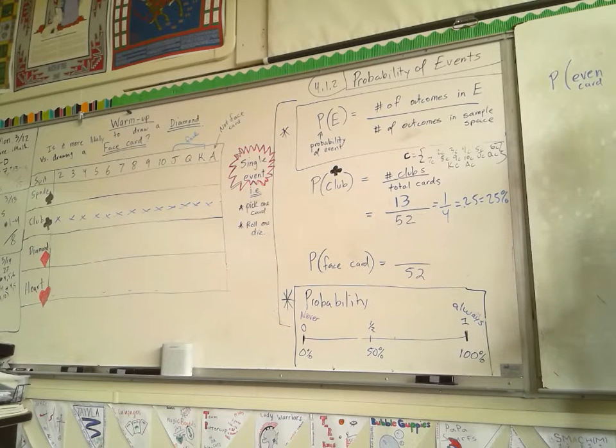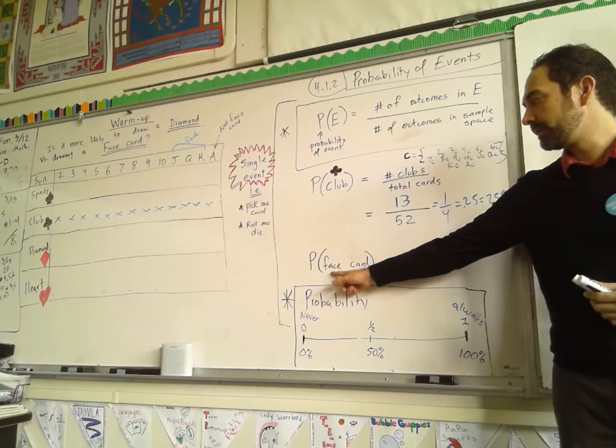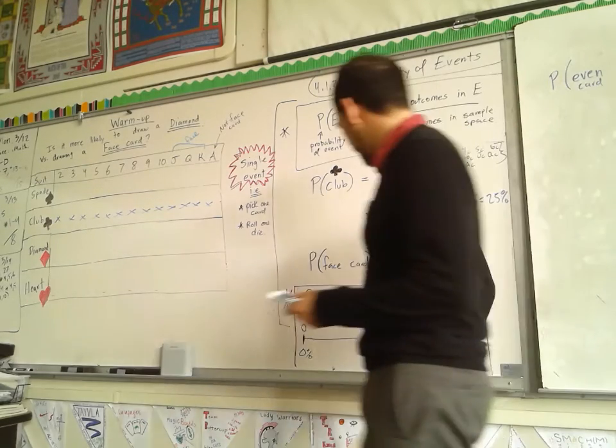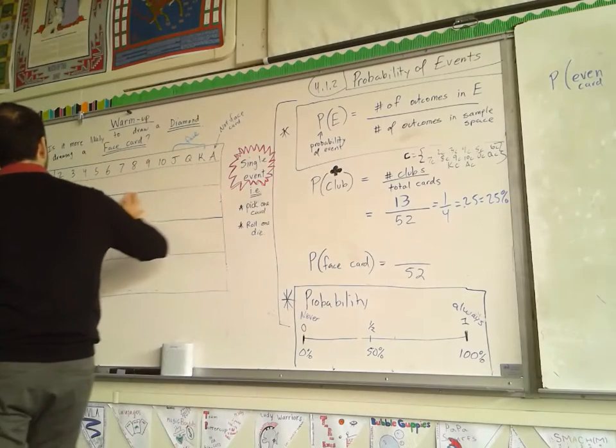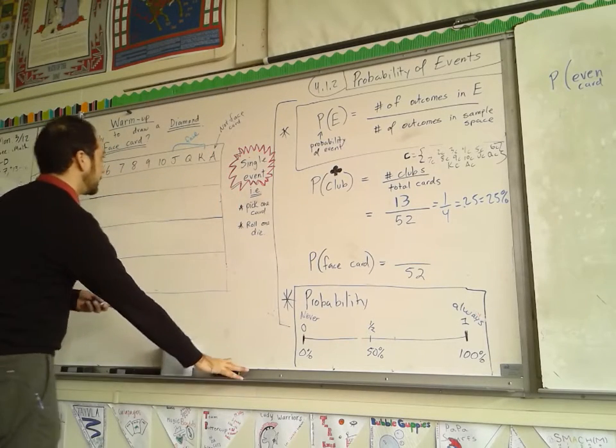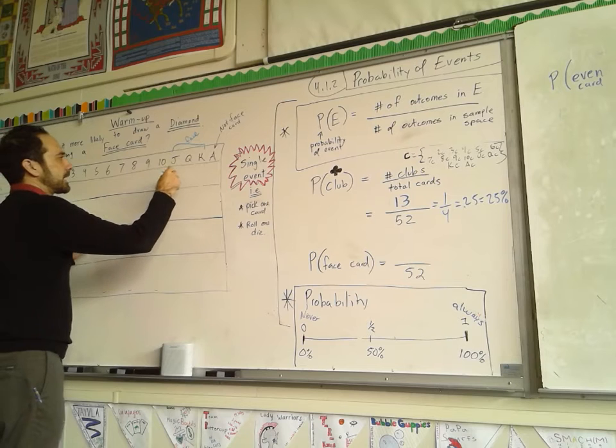Okay, so let's go ahead and do the probability of drawing a face card now. You already got that one. We did that in the warm-up, so we'll do that pretty quick here. All the face cards: Jack, Queen, King.